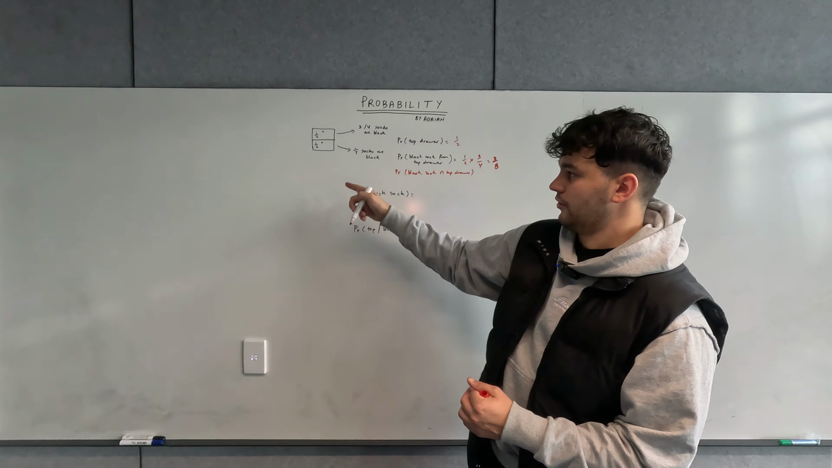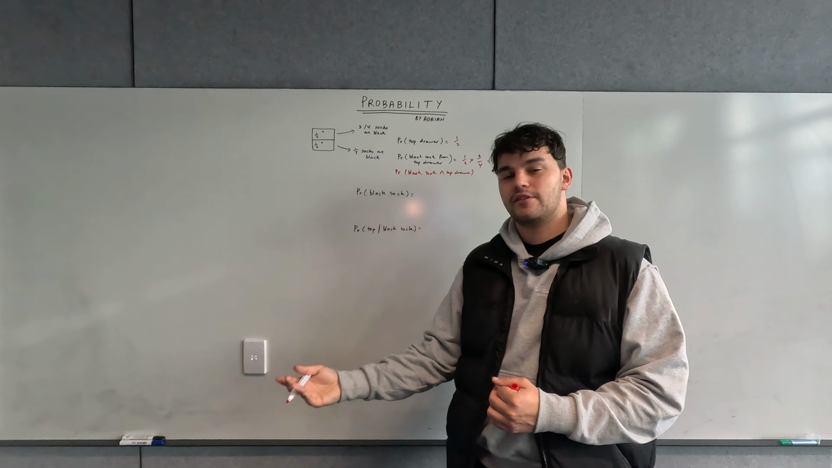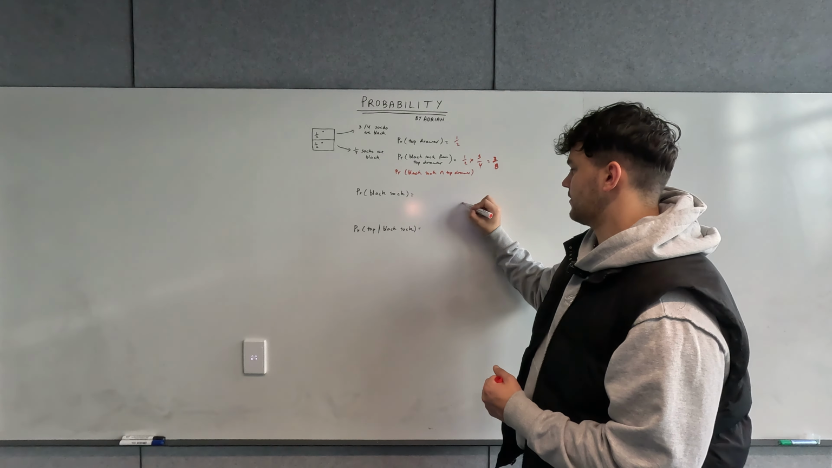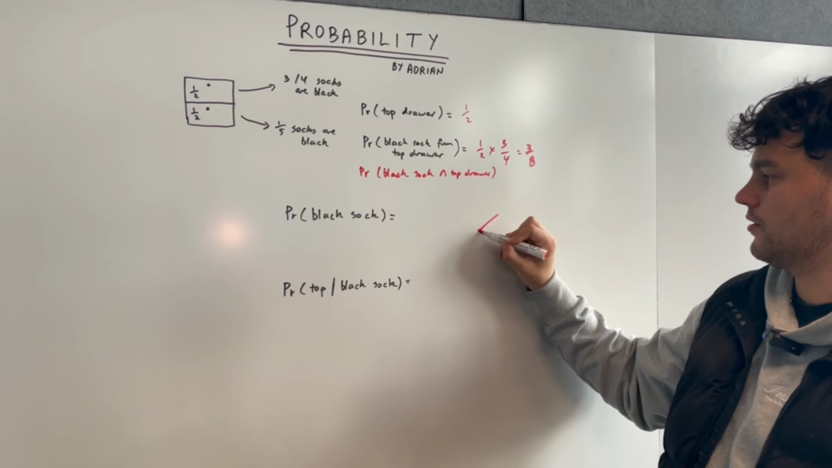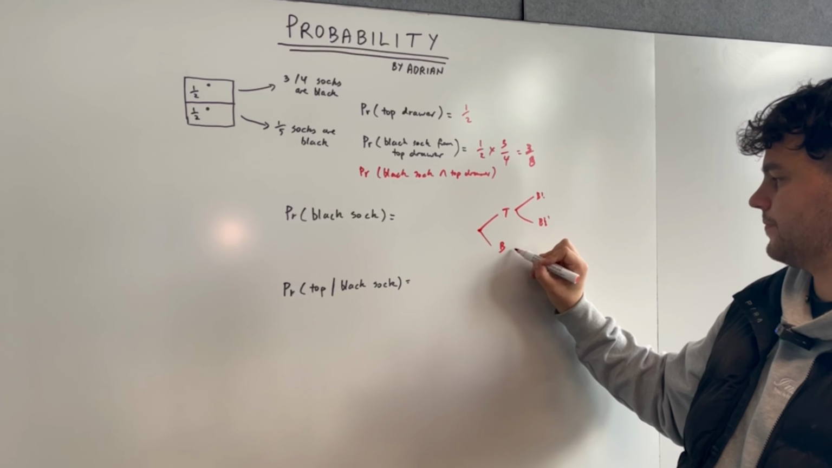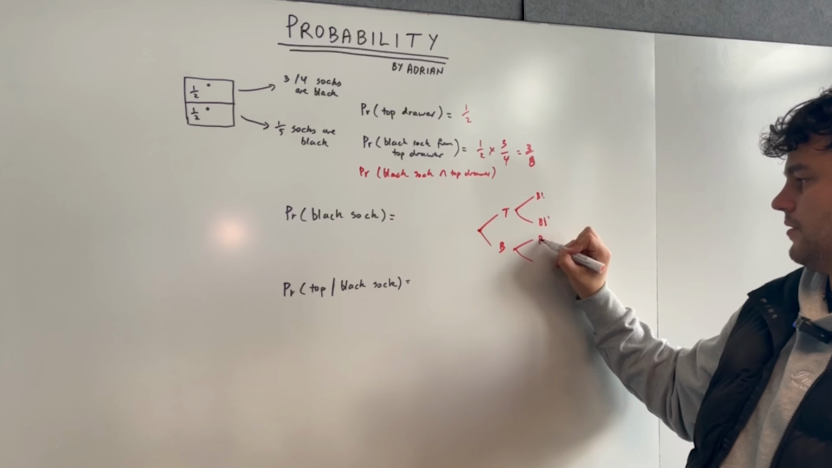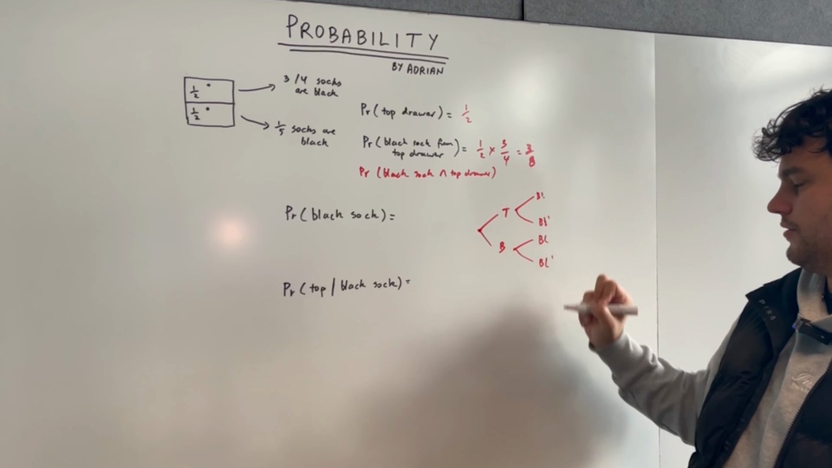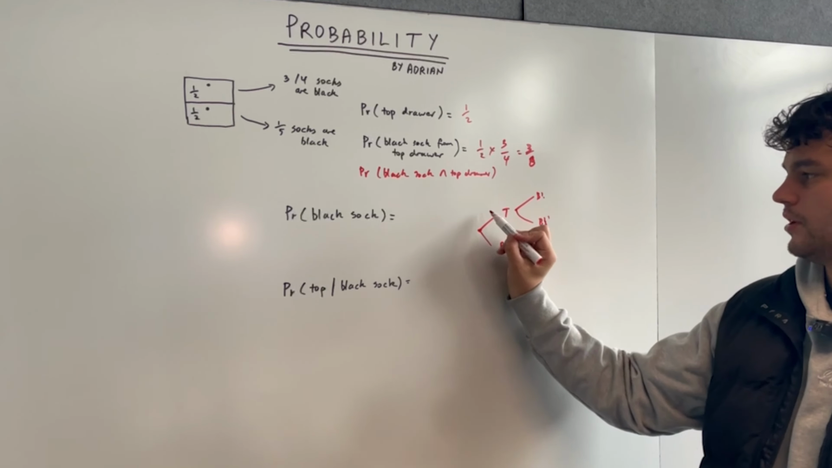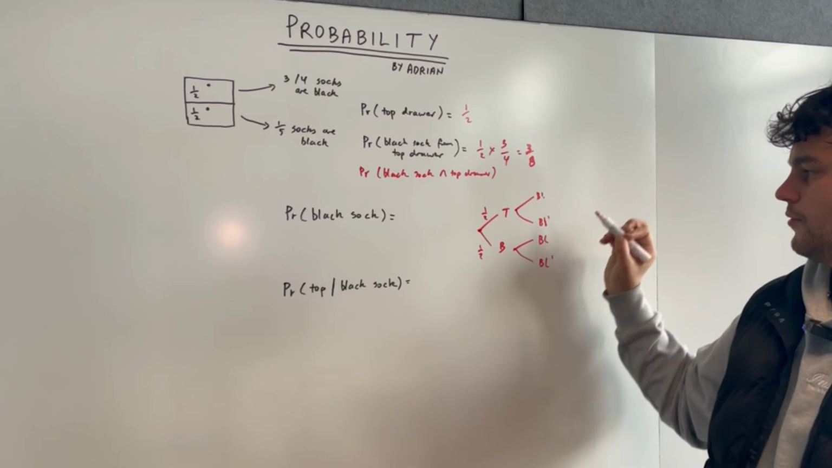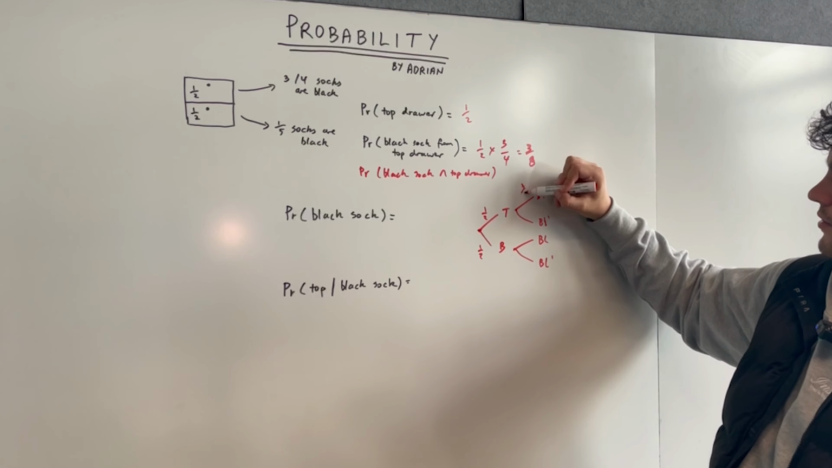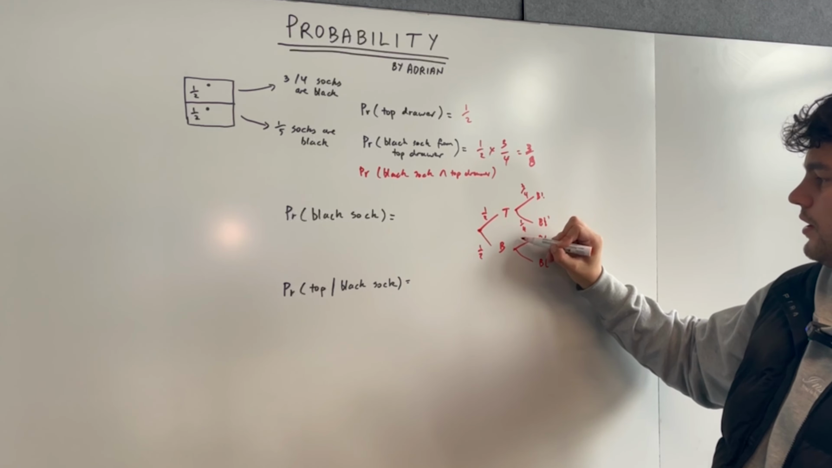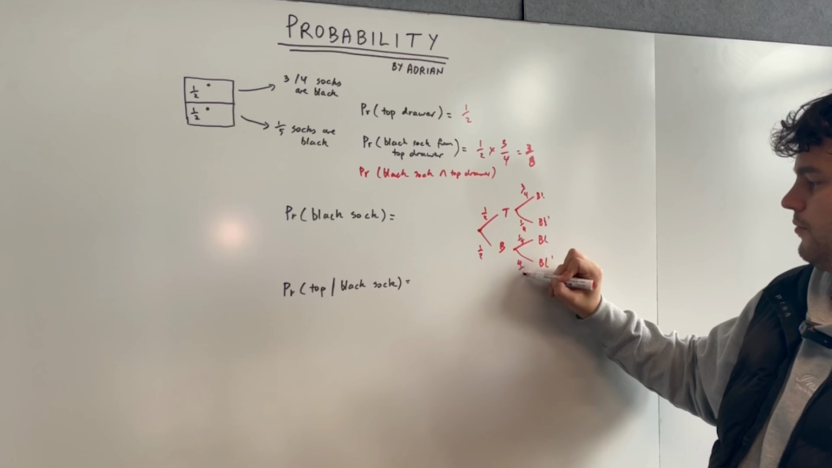Now, a lot of people would draw a tree diagram for this event, which is more than okay in this case. So we can have the top drawer or the bottom drawer, and we can have black or not black, BL for black and BL dash for not black, sorry. So the probability of choosing top or bottom is 1/2. The probability of a black sock there is 3/4, therefore this one is 1/4. This one is 1/5, therefore this one is 4/5.